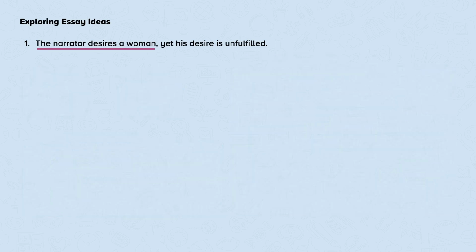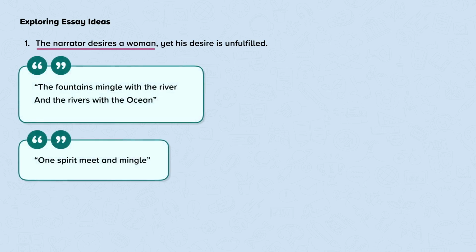We're going to continue to focus on the first half of the first main essay idea, that the narrator desires a woman. Let's look at these two quotations. The fountains mingle with the river and the rivers with the ocean. One spirit meet and mingle. Now, let's focus on these quotes and analyse the structure.